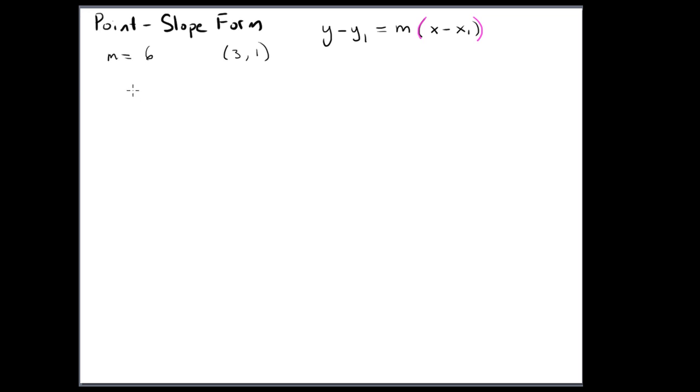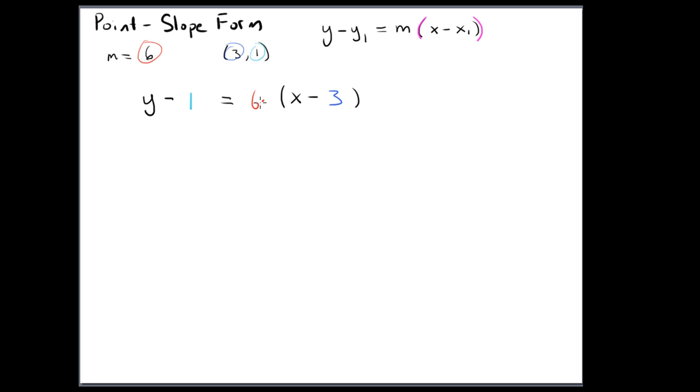So I'm going to start off for this line. I'm going to do y minus, and then m times parenthesis x minus parenthesis. The y coordinate is 1, so this is y minus 1. The slope is 6, so it's 6 times whatever. And the x coordinate is 3, x minus 3. So that's everything written out in point slope form.